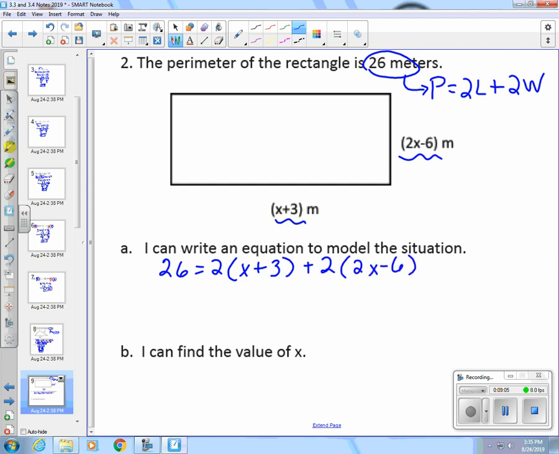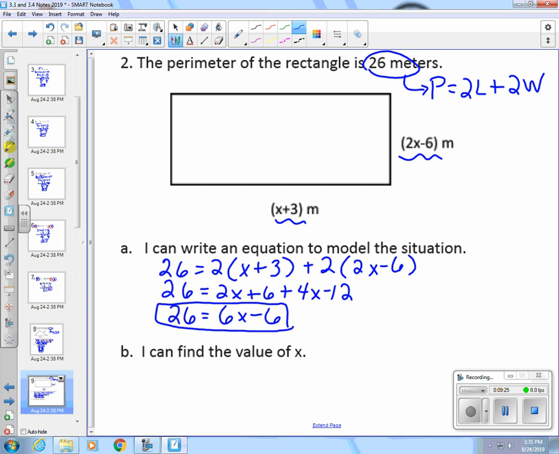So let's simplify that a little bit. We've got double distribution property there. 26 equals 2x plus 6 plus 4x minus 12. And when we add our like terms together, that gives us 6x minus 6. This is our equation that's giving us the situation that we're working with. Now we're going to solve that equation.